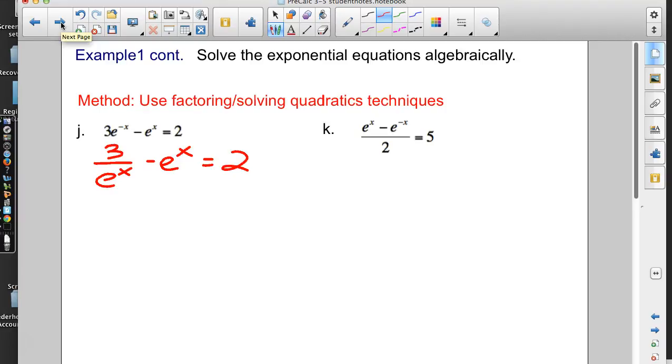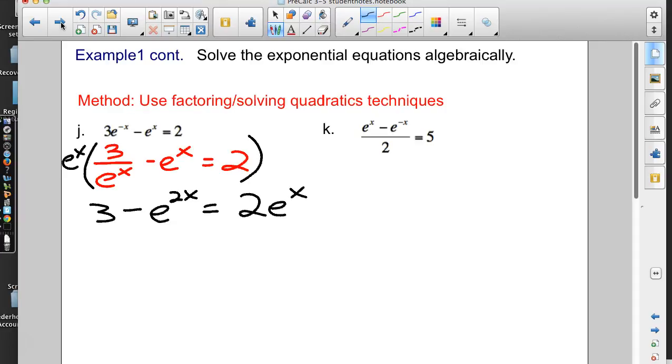Can't solve for something that's in the denominator. We're going to have to multiply everything by e to the x. Won't that be fun? So here it would cancel out and we get a nice little 3. But here we're going to have e to the x times negative e to the x. Let's see. The bases are the same, so that means we're supposed to add the exponents. X plus x, 2x. And over here, 2e to the x.